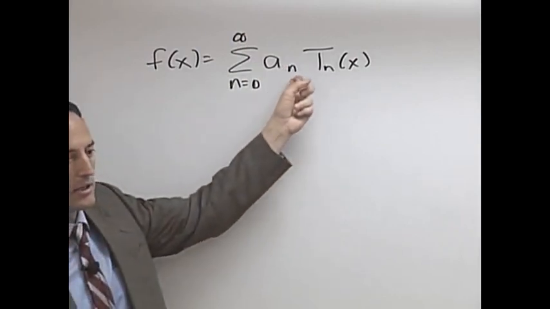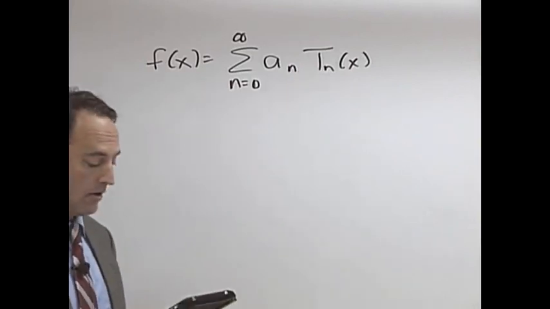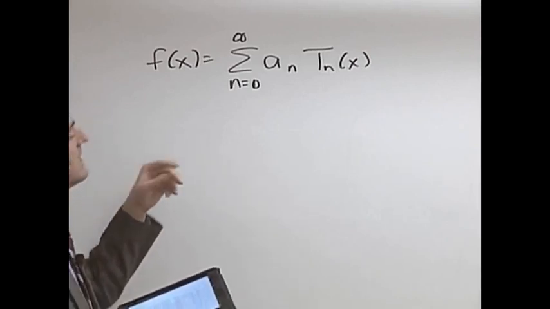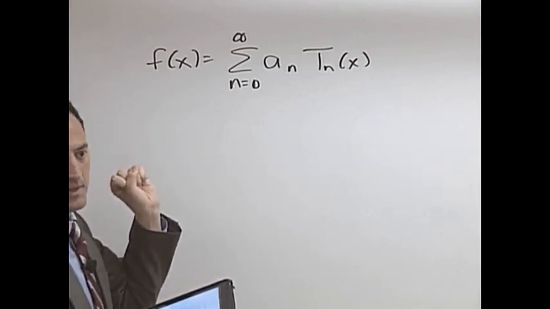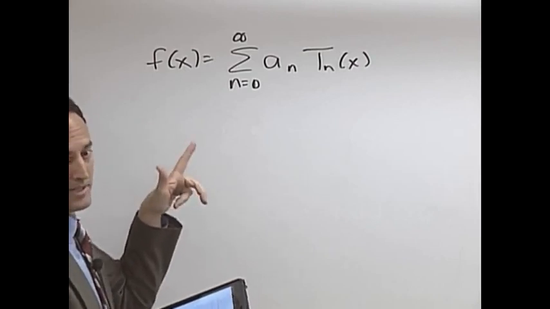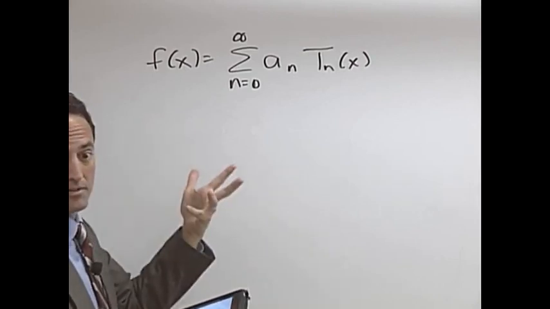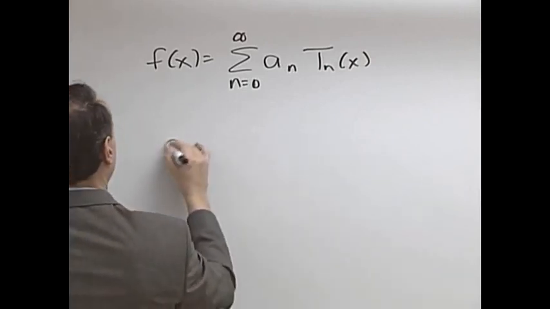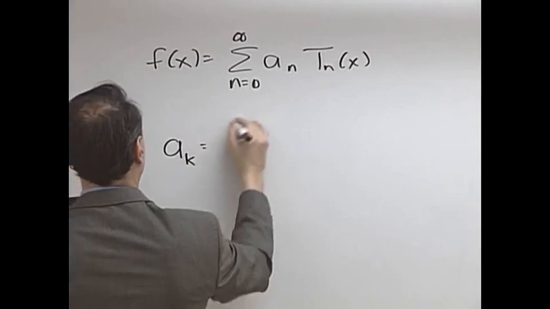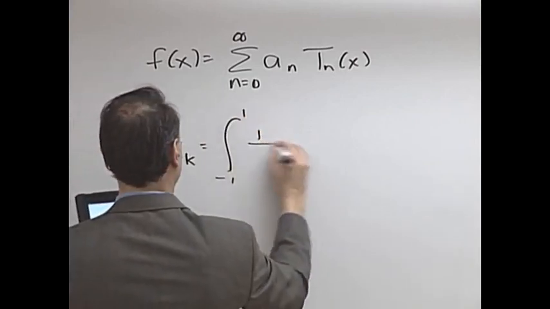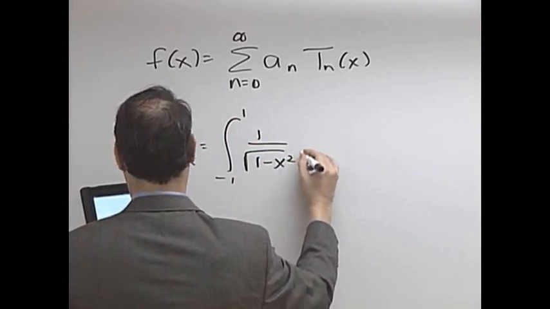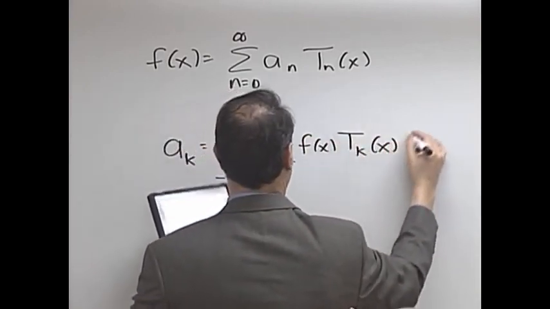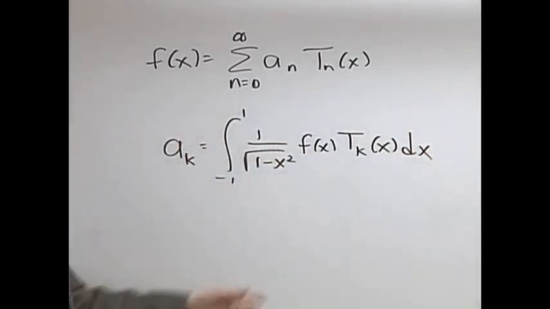And the question is, how do I calculate the coefficients? Well, to calculate coefficients, what you do is you multiply both sides by T of m x and 1 over square root of 1 minus x squared, and then take the inner product. And we're going to use orthogonality. And if you use the orthogonality conditions that I wrote over there, you find that a of k are equal to the integral from negative 1 to 1, there it is. So you project.